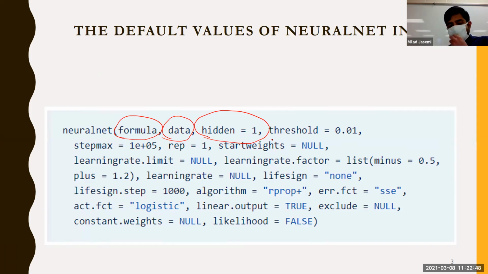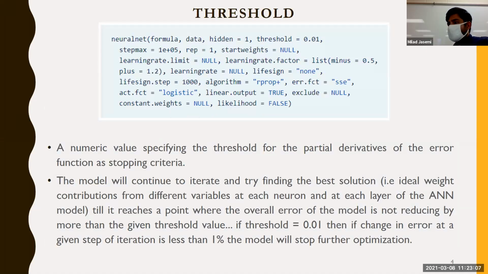The second one, the first new parameter that we are going to discuss is threshold. When you leave this threshold part empty, it puts 1% for you. But let's see, what does it mean? What does this 1% threshold mean?